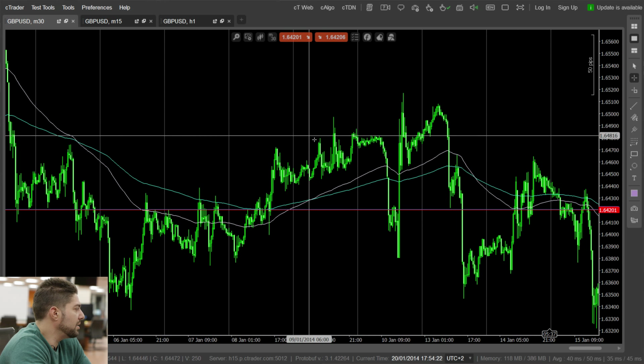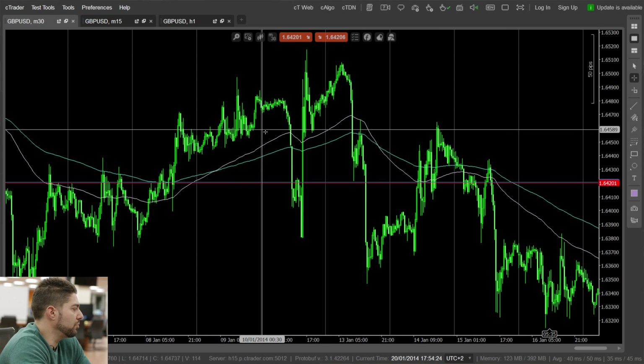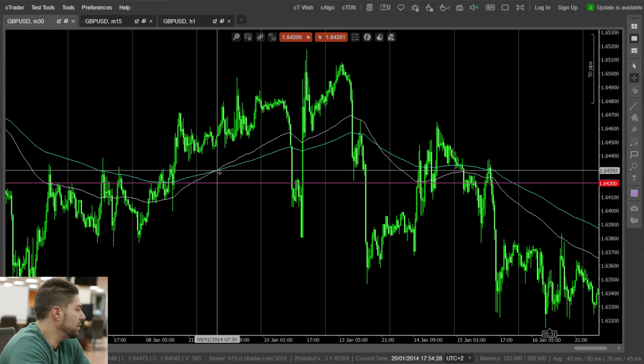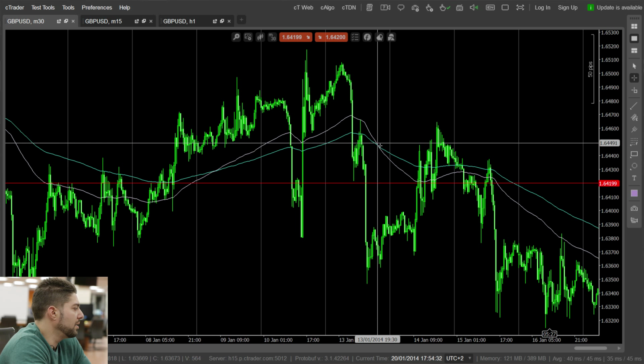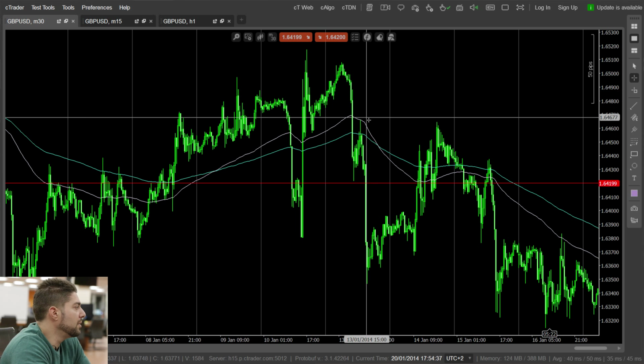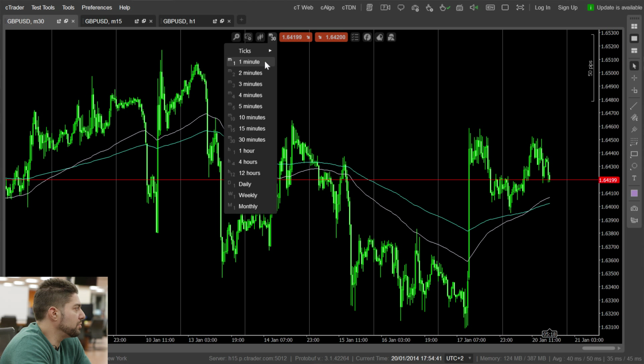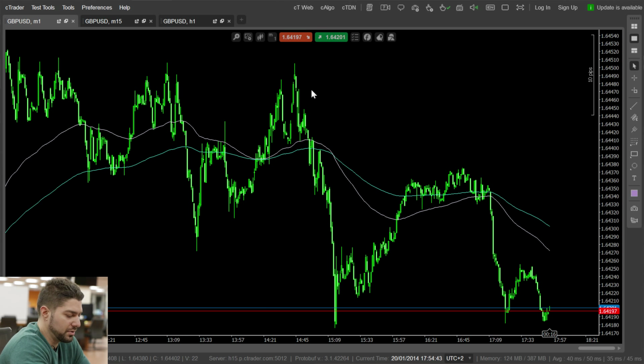we're going to see that the signals are a lot less now. So we have one signal at 7 in the morning of the 9th of January. Then the other signal is on the 13th of January. So it's like 2 days apart. That's the most typical reason to use time frames: your trading frequency.